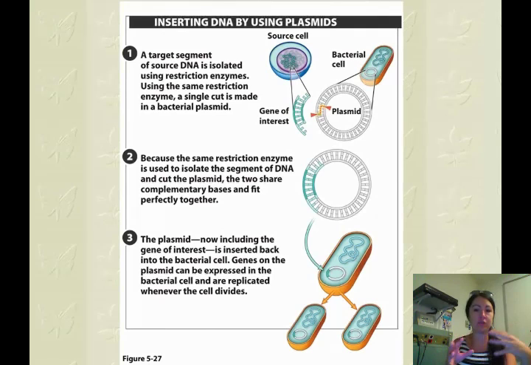It is going to repeat, and it's going to make more and more and more of itself as the bacteria grow and divide into 2, and then the 2 divide into 4, and the 4 divide into 8, and the 8 into 16. So that means lots of my gene of interest have been made, and we have lots of copies of human insulin.